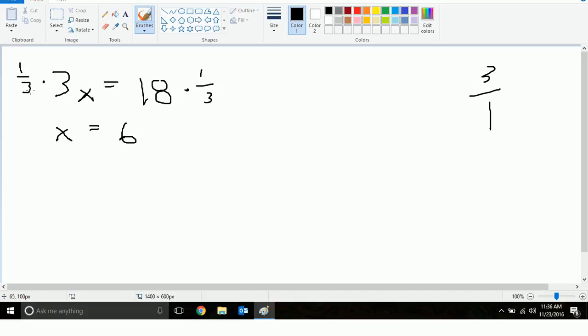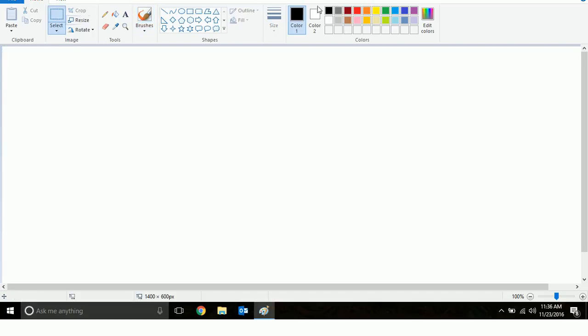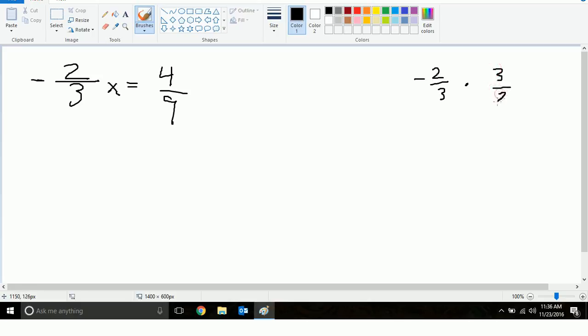Control A, delete, get the right tool. Okay, the one that is a fraction, it's negative now. 2 over 3 x equals 4 over 9. Okay, so we want x by itself. We have to multiply negative 2 over 3 times a number to make it positive 1. Well, we're going to flip it over because that's the reciprocal. But this is important. The reciprocal needs to make the original number a positive 1.